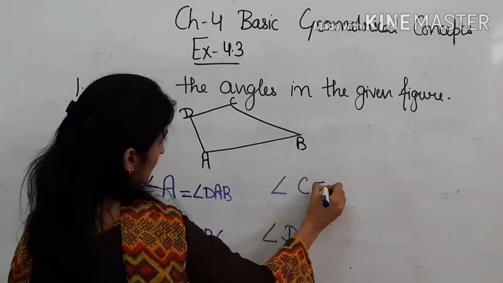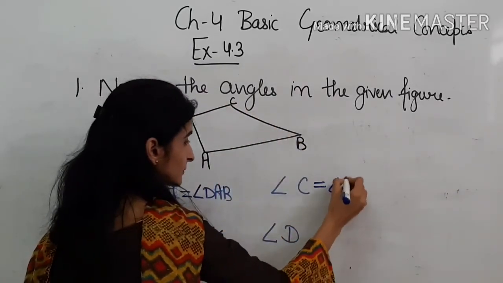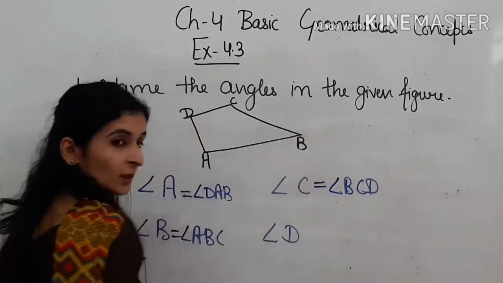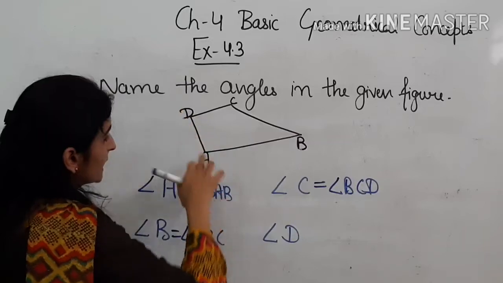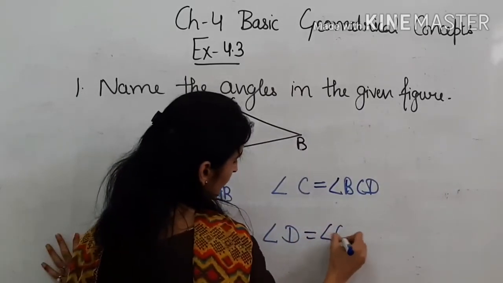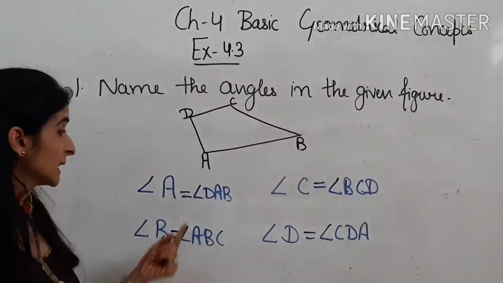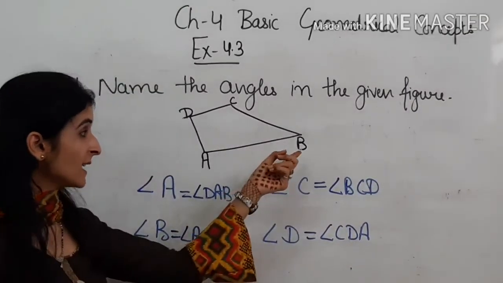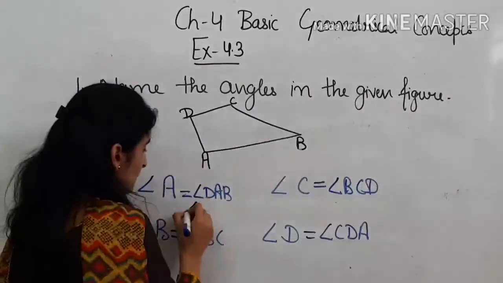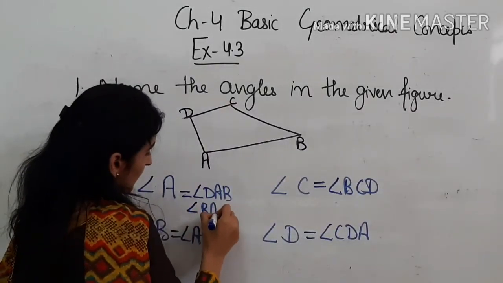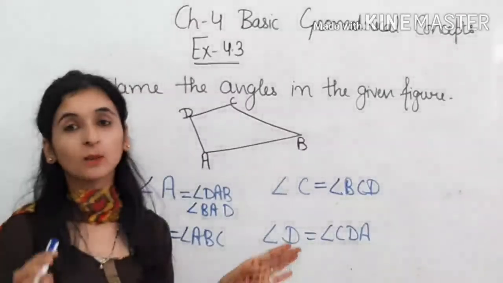Then what about angle C? Angle BCD. Okay, and angle D is equal to angle CDA. But why have I written DAB? I can write it as angle BAD also. Yes, that will also be correct. Angle BAD.